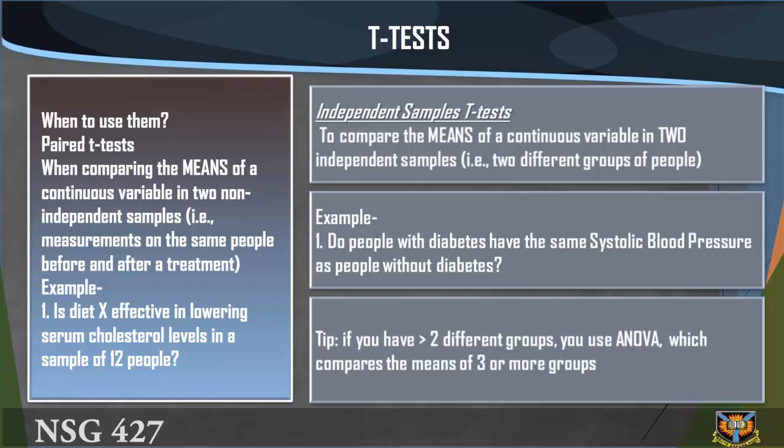Independent samples t-test. To compare the means of a continuous variable in two independent samples, that is, two different groups of people. Examples: 1. Do people with diabetes have the same systolic blood pressure as people without diabetes? 2. Do patients who receive a new drug treatment have lower blood pressure than those who receive a placebo? If you have more than two different groups, you use ANOVA, which compares the means of three or more groups.